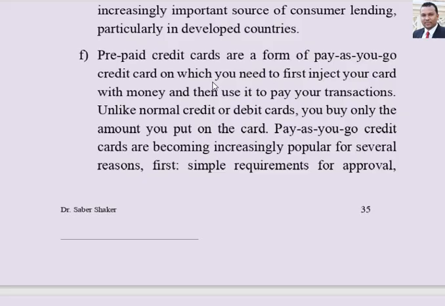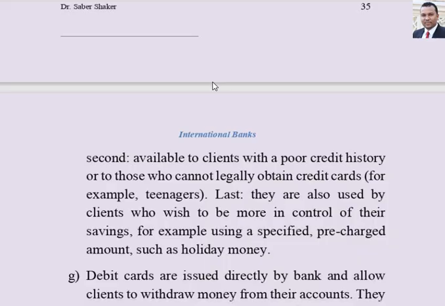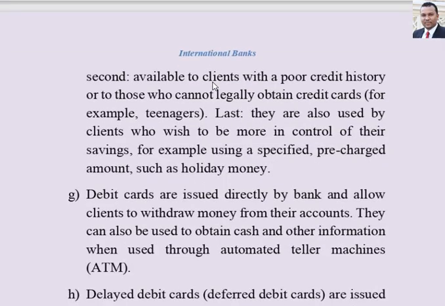So why do some individuals and corporates encourage pay as you go credit? Because of simple steps and simple requirements for approval from the bank. Number two, it is available to clients with different income groups, mainly those with poor credit history or new clients. There is an amount of money you can put, 1,000 Egyptian pounds, for example, so you can use this 1,000 in your purchases.